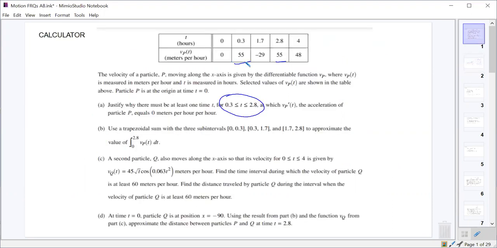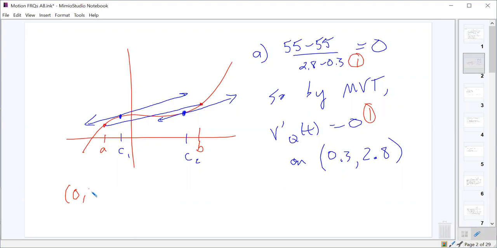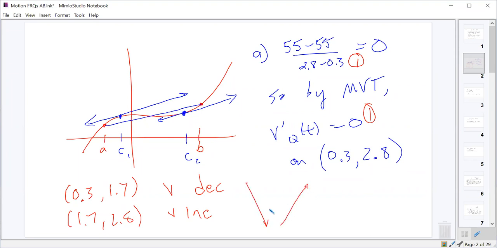There's other things you could do. For example, you could say that the velocity was decreasing from 0.3 to 1.7, and from 1.7 to 2.8, velocity is increasing. And if the velocity is decreasing and then the velocity is increasing, then there must be a place where the derivative of velocity, acceleration, or v prime, must change signs. Right? It must change signs somewhere on that interval.